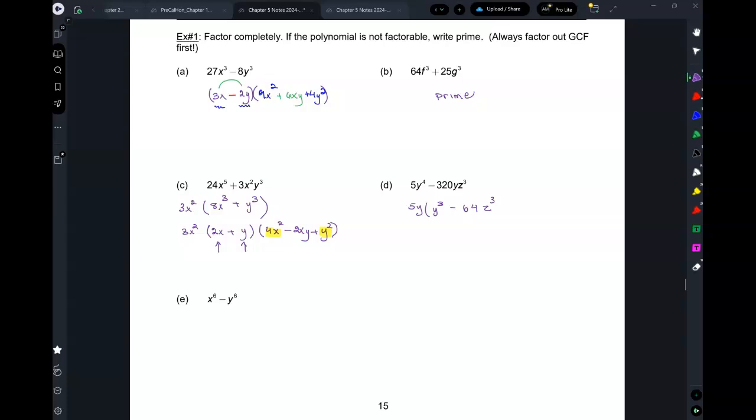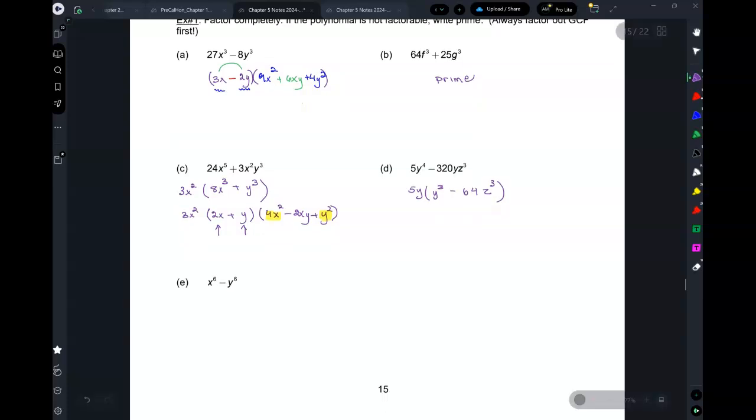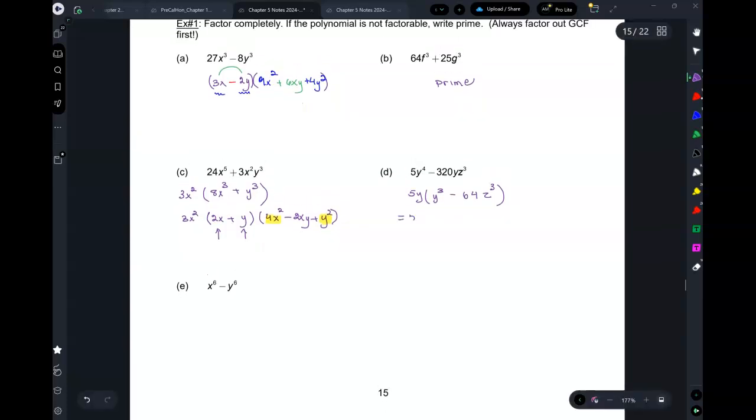64? Z cubed. 64, is that a perfect cube? Yeah, 4, right. So here I get 5y. Okay, what do I get in this parenthesis? Y minus 4z. Here, square the first one, y squared, plus or minus? Plus, how much? 4yz plus, okay, right? So the pattern is square, multiply, square. Okay?